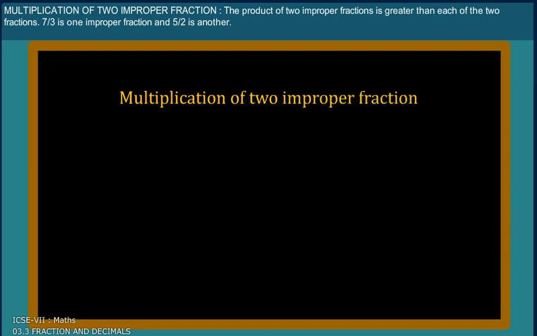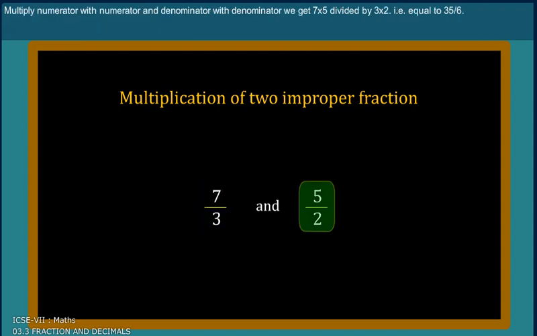Multiplication of two improper fractions. The product of two improper fractions is greater than each of the two fractions. 7 by 3 is one improper fraction and 5 by 2 is another. Multiply numerator with numerator and denominator with denominator, we get 7 multiplied by 5 divided by 3 multiplied by 2. That is equal to 35 by 6.